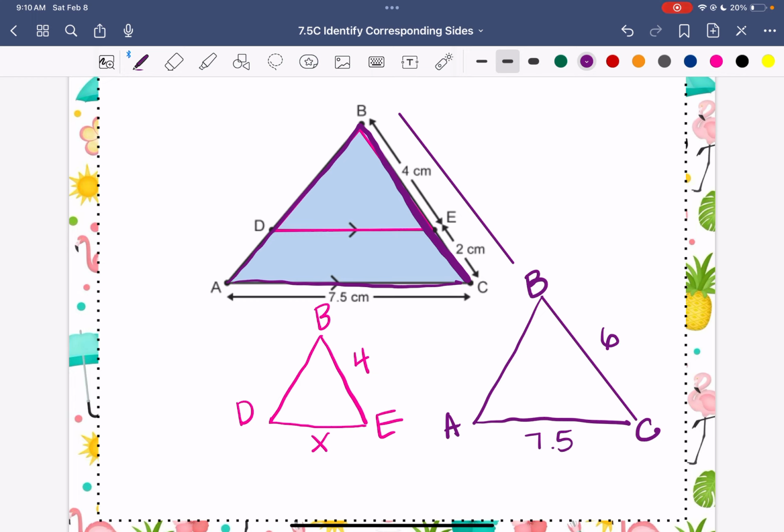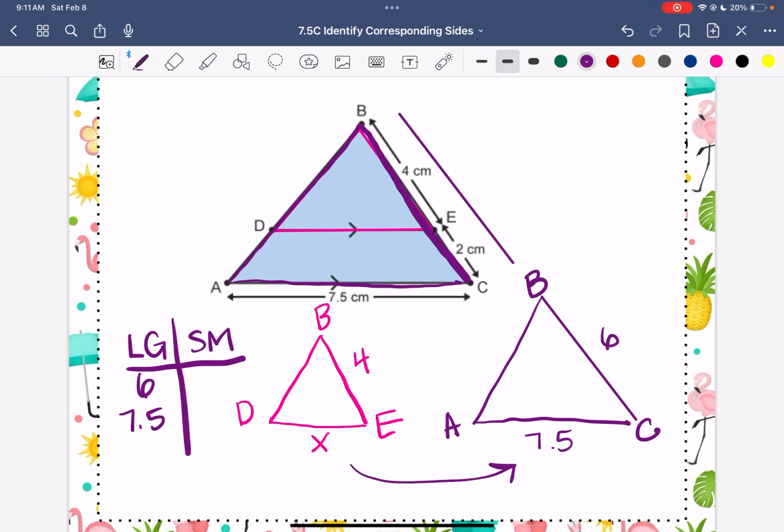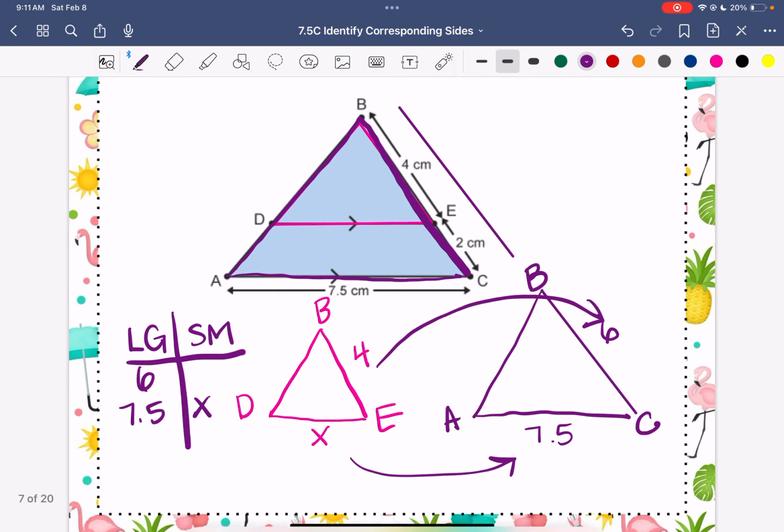Now if you were going to solve it, I'm going to go to the left side of the screen, or even set up a proportion. Now, a proportion is 2 equivalent ratios. So for the large, I will put 6 and 7.5. And then I know that 7.5 corresponds to X. So I'm going to put X here. And I know 4 corresponds to 6.